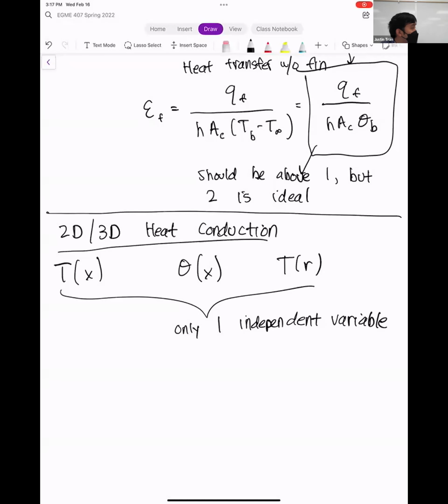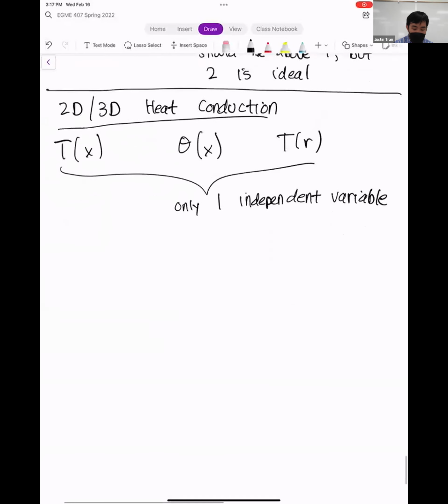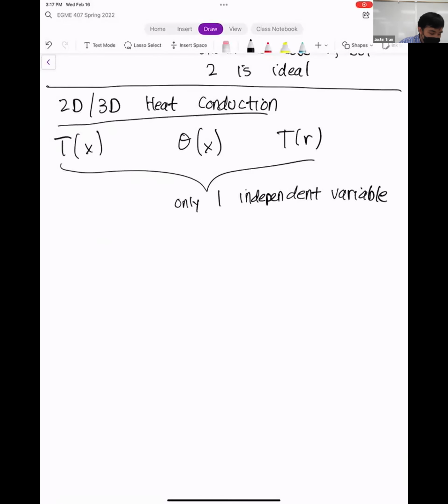That basically allows us to solve our heat equations, because we end up getting ordinary differential equations. But for more complex cases, 2D and 3D, it becomes a bit more complicated. So we can look at the full heat equation in 3D, so I can show you what I mean.